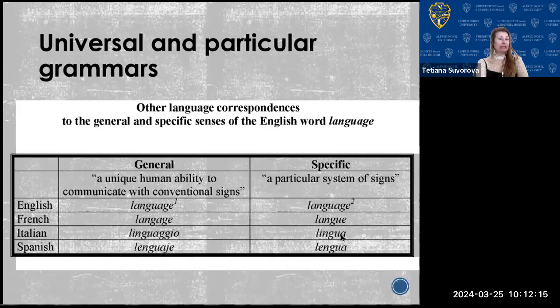and Italian lingua. You see? So different term because different scope of meaning is covered. In English, you should always particularize what you mean. You mean language or you mean language? You see? So you mean language in general terms that we use language to speak.